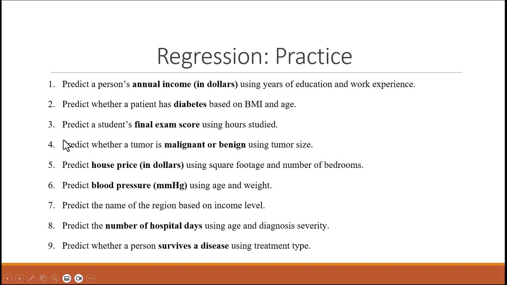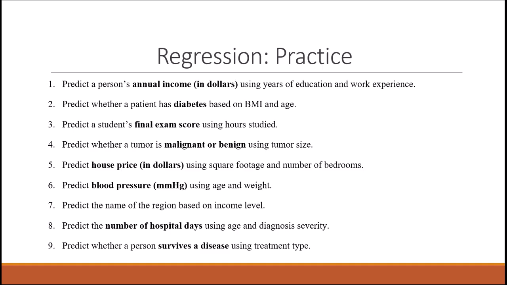The third one, we want to predict the student's final exam score using hours studied. So hours studied is a feature, and we want to predict the final exam score. So the final exam score here is the target variable and it's a continuous numeric variable. So we can use linear regression.